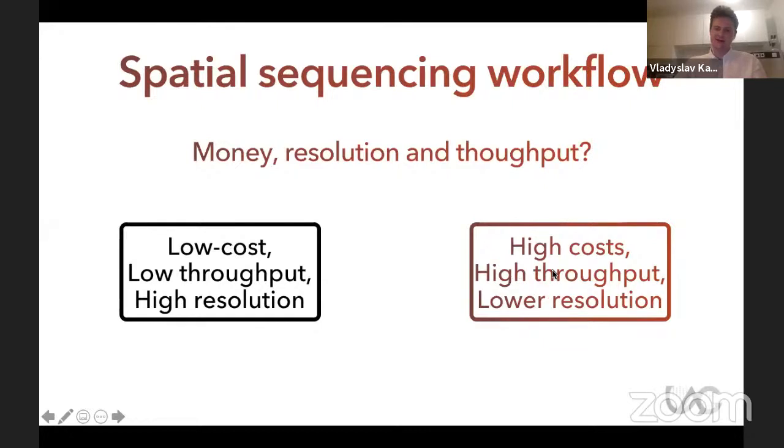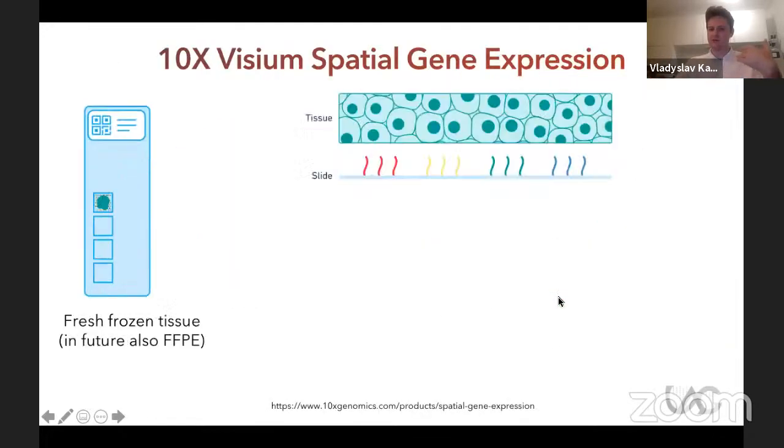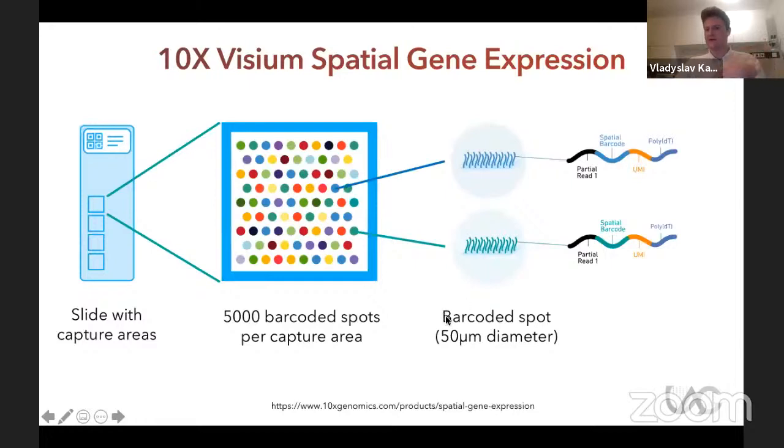On the other hand, you can go with high cost and high throughput with the help of the 10x kits, but the resolution is a little bit lower because of the diameter of the barcoded spot. In 10x Visium, the diameter of the spot is 50 micrometers, so the resolution that you can get is lower than with the LCM. But on the other hand, you're processing the whole capture area at once, so the throughput that you are targeting with one experiment is really high.